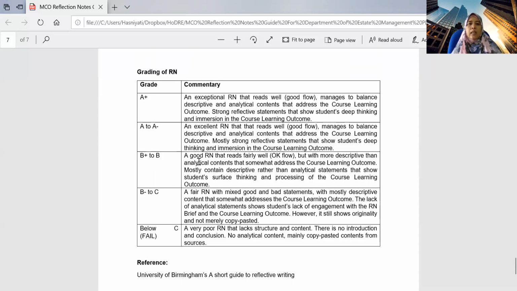Okay. B plus to B, a good RN that reads fairly well with more descriptive than analytical contents that somewhat address the course learning outcomes. Mostly contain descriptive rather than analytical statements that show your only a surface thinking and processing of the course learning outcome. There's no deep thinking or there's no deep engagement with the topic or with the course.